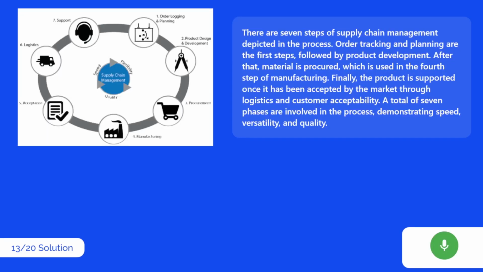There are 7 steps of supply chain management depicted in the process. Order tracking and planning are the first steps, followed by product development. After that, material is procured, which is used in the 4th step of manufacturing. Finally, the product is supported once it has been accepted by the market through logistics and customer acceptability. A total of 7 phases are involved in the process, demonstrating speed, versatility, and quality.